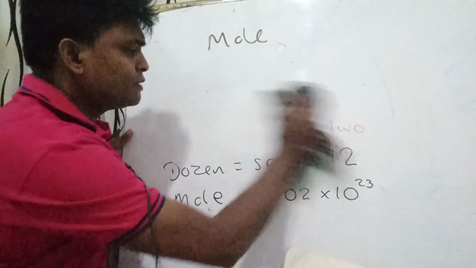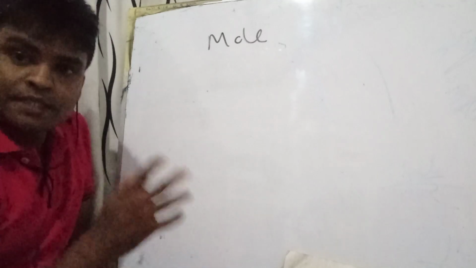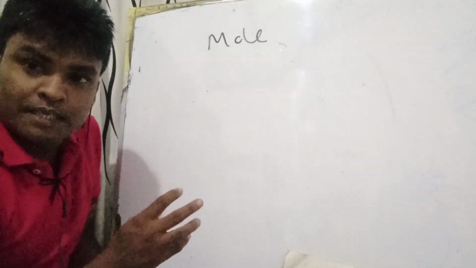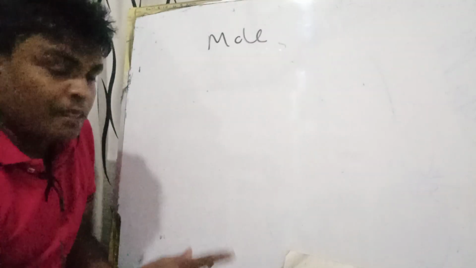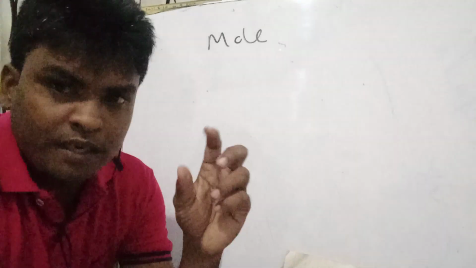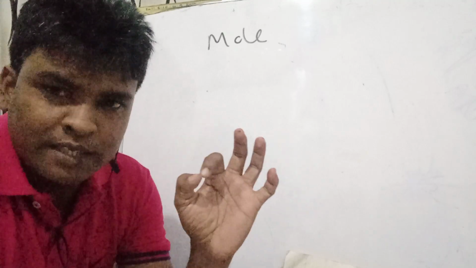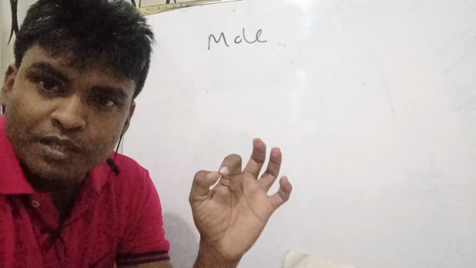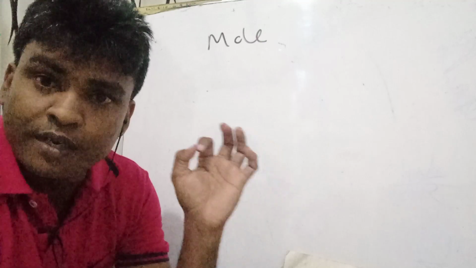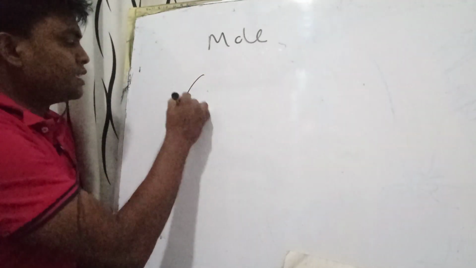Give me 1 minute to erase this one. Something like this, right? Just imagine, children, I win a lottery. I win a lottery of 1 mole of rupees, right? So I said 1 mole of anything has 6.02 into 10 to the power 23 number of particles. How many particles?